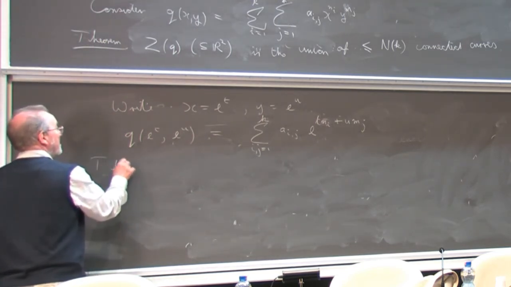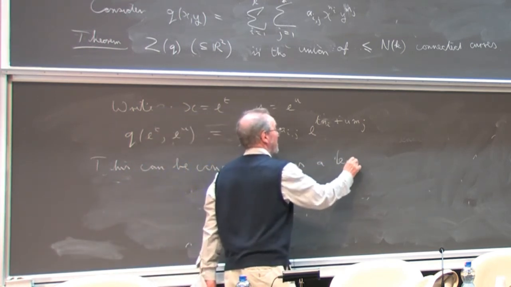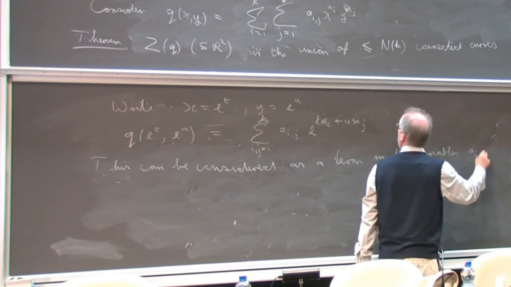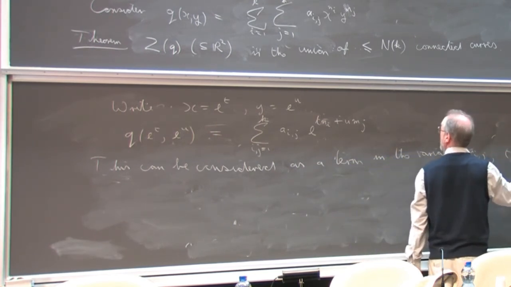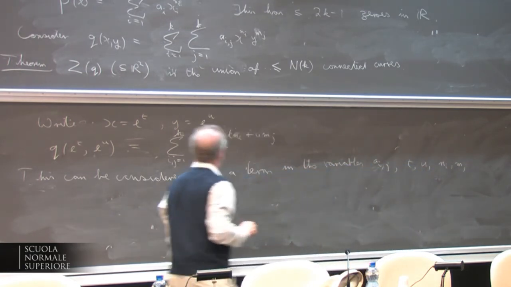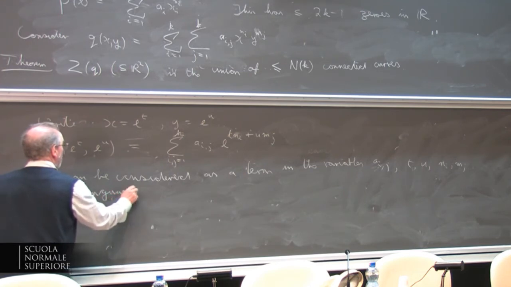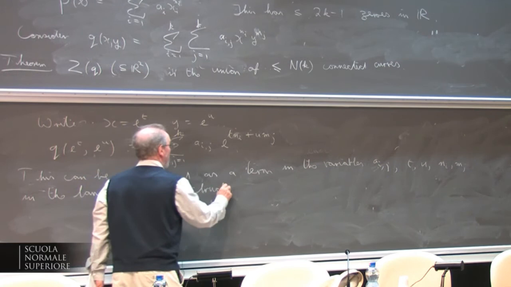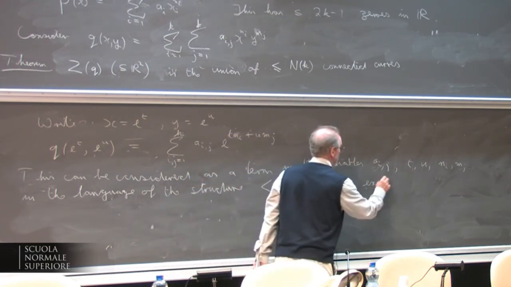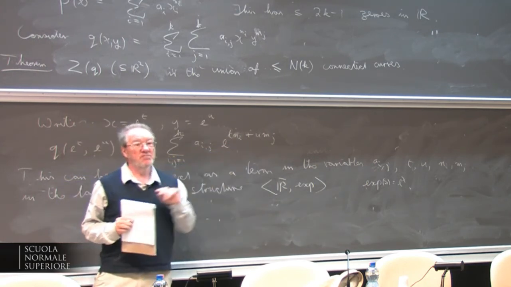So this can be considered as a term in the variables a_ij, t, u, and the n_i's and the m_j's, not in the ordinary ring language, but in the language of the structure where we have exponentiation. So we have the field operations. If we allow ourselves the exponential function in the language, then this just becomes a term where we're now thinking of the n_i and m_j as real variables.